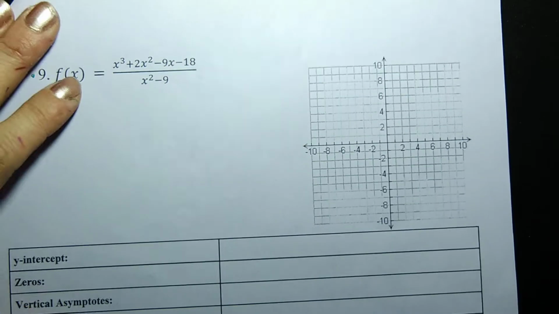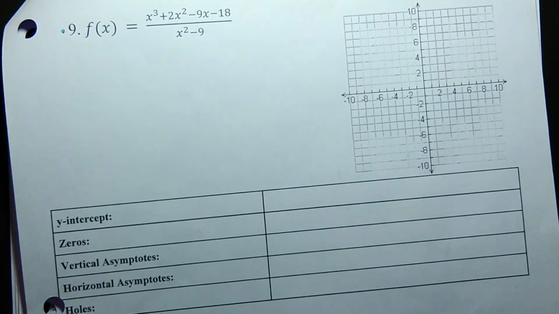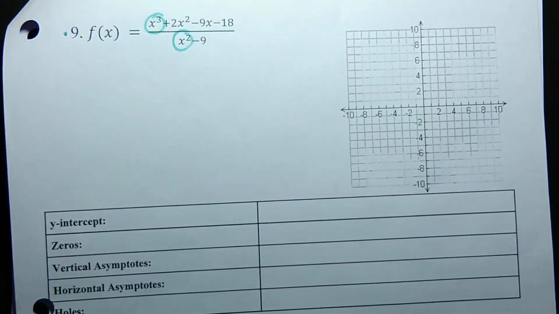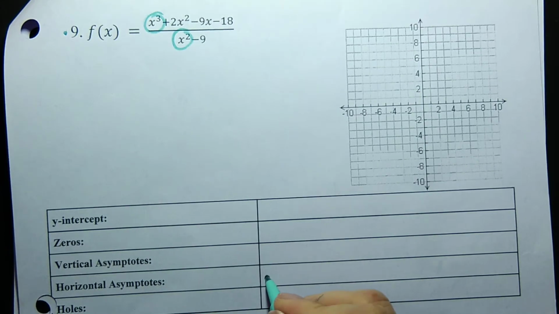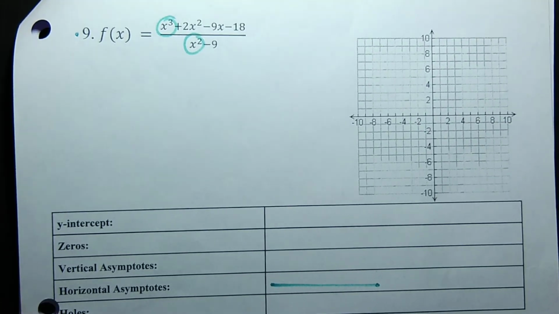Everybody, so we are going to go over number 9 in the homework packet on page 13. So on this problem, we are going to start with figuring out if there are any horizontal asymptotes. Looking at the degrees, is this top heavy, bottom heavy, same? Top heavy. Top heavy does not have any horizontal asymptotes, so you can go ahead and either leave it blank or draw a slash there.